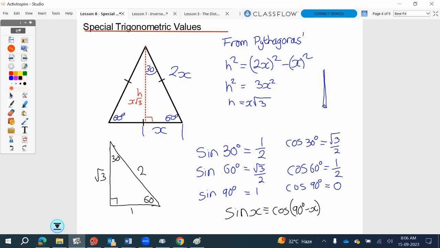What's 2x squared if we expand it? So what's 4x minus x squared?